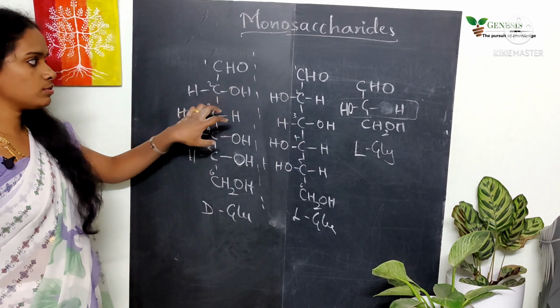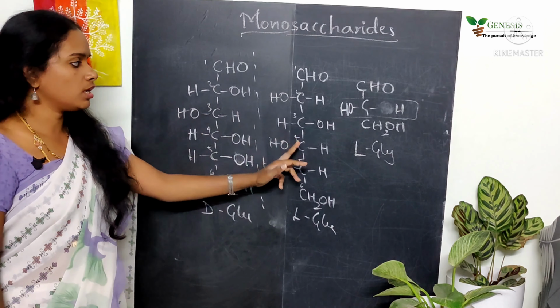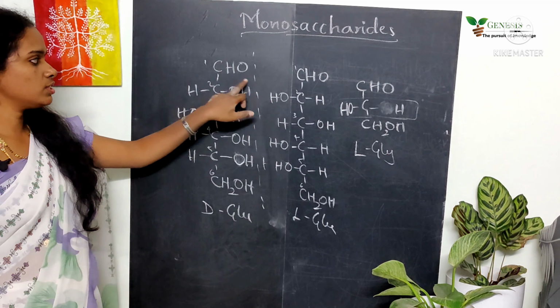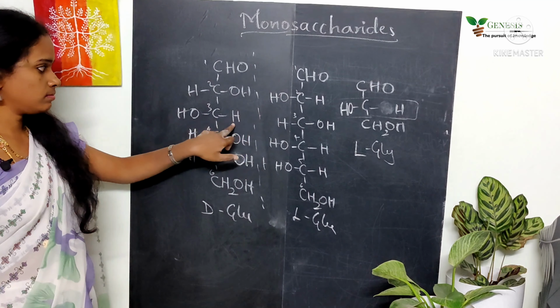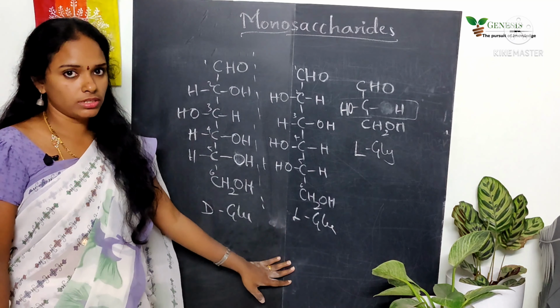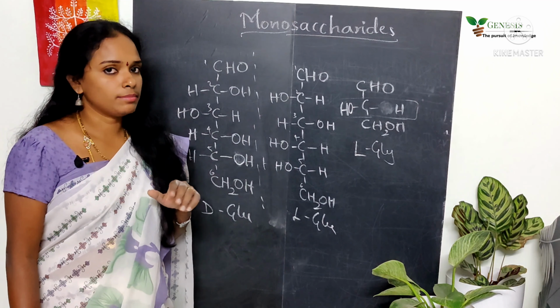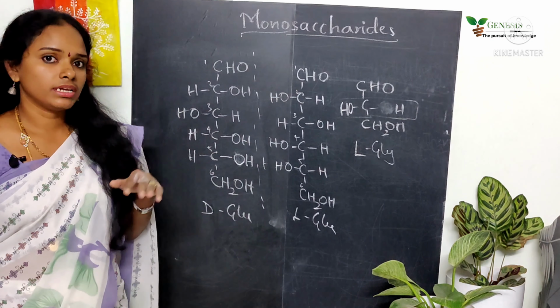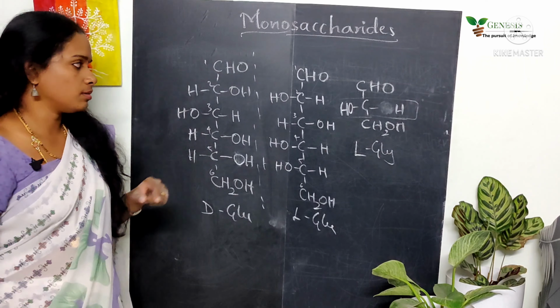If we observe these two structures, we can see these two are mirror images of each other. See, OH is towards the right side in one and the left side in the other. So these two are mirror images of each other, so these are enantiomers. And coming to the number of isomers that are possible for glucose, it is just by counting the number of chiral carbon atoms.